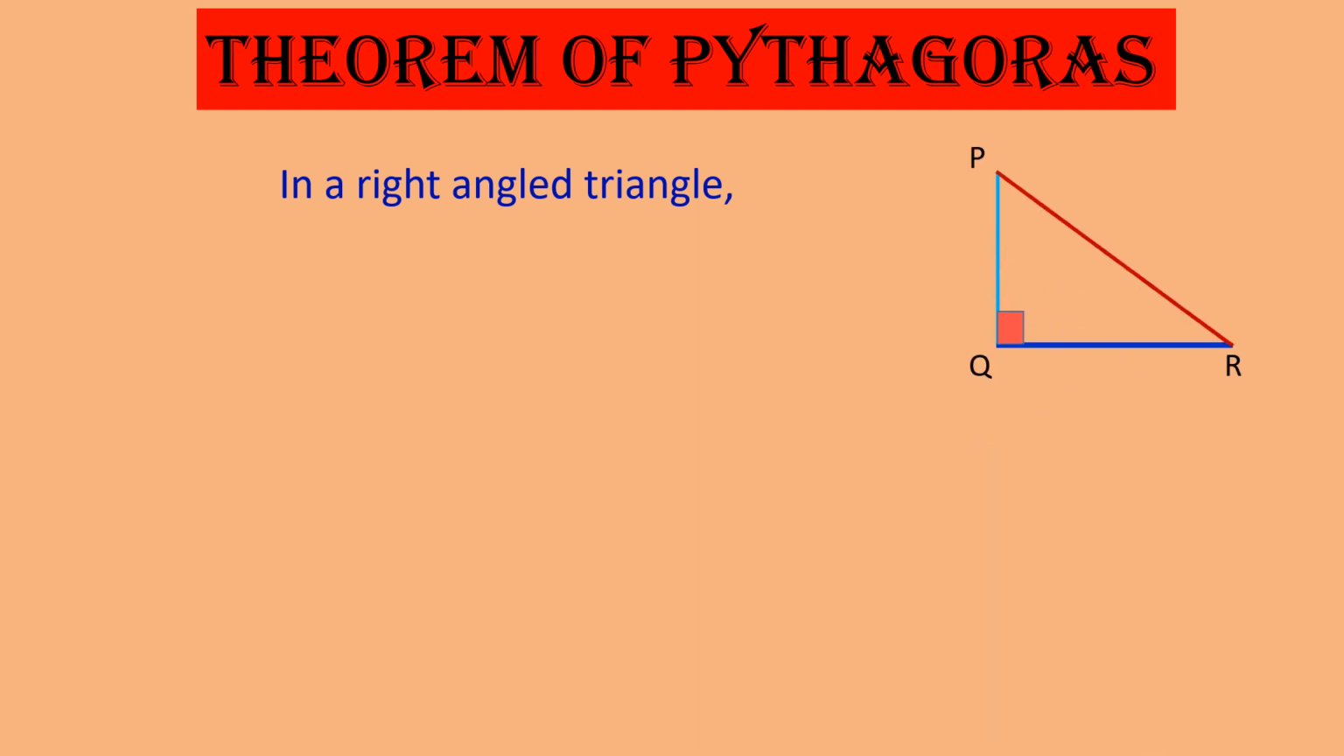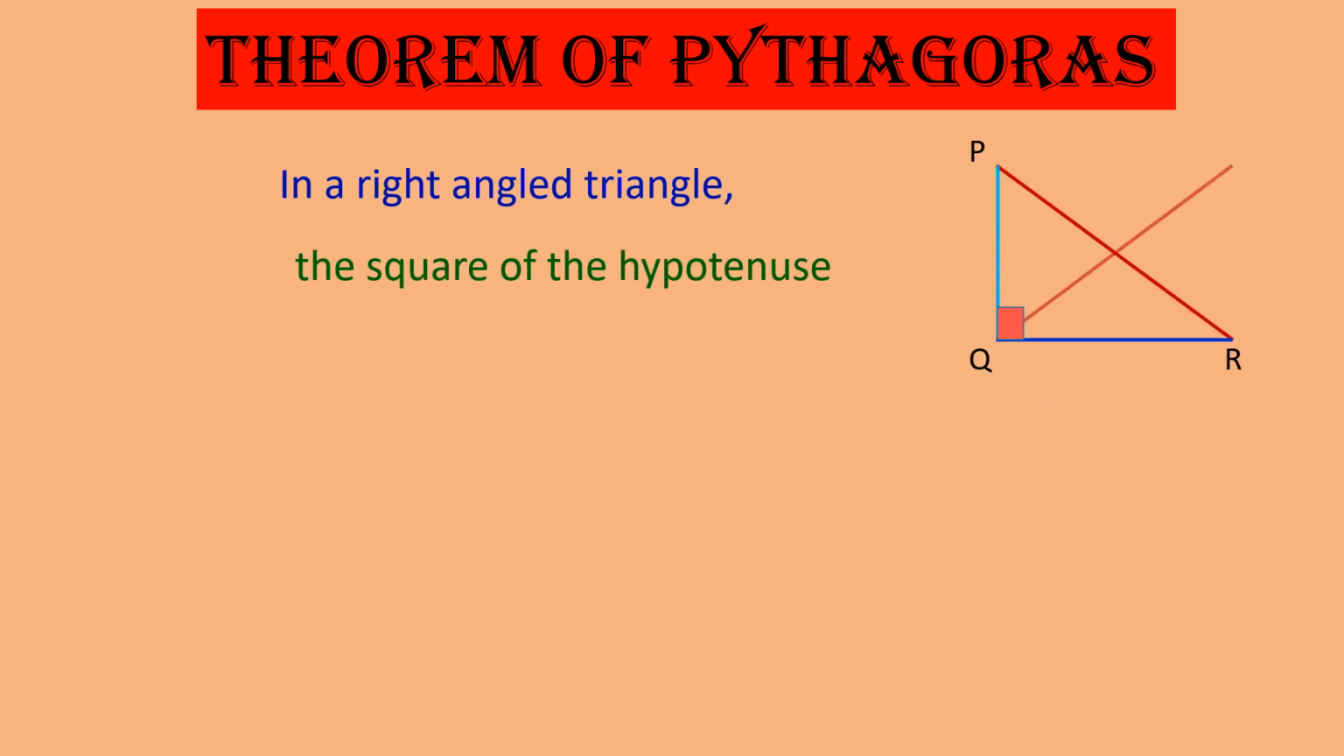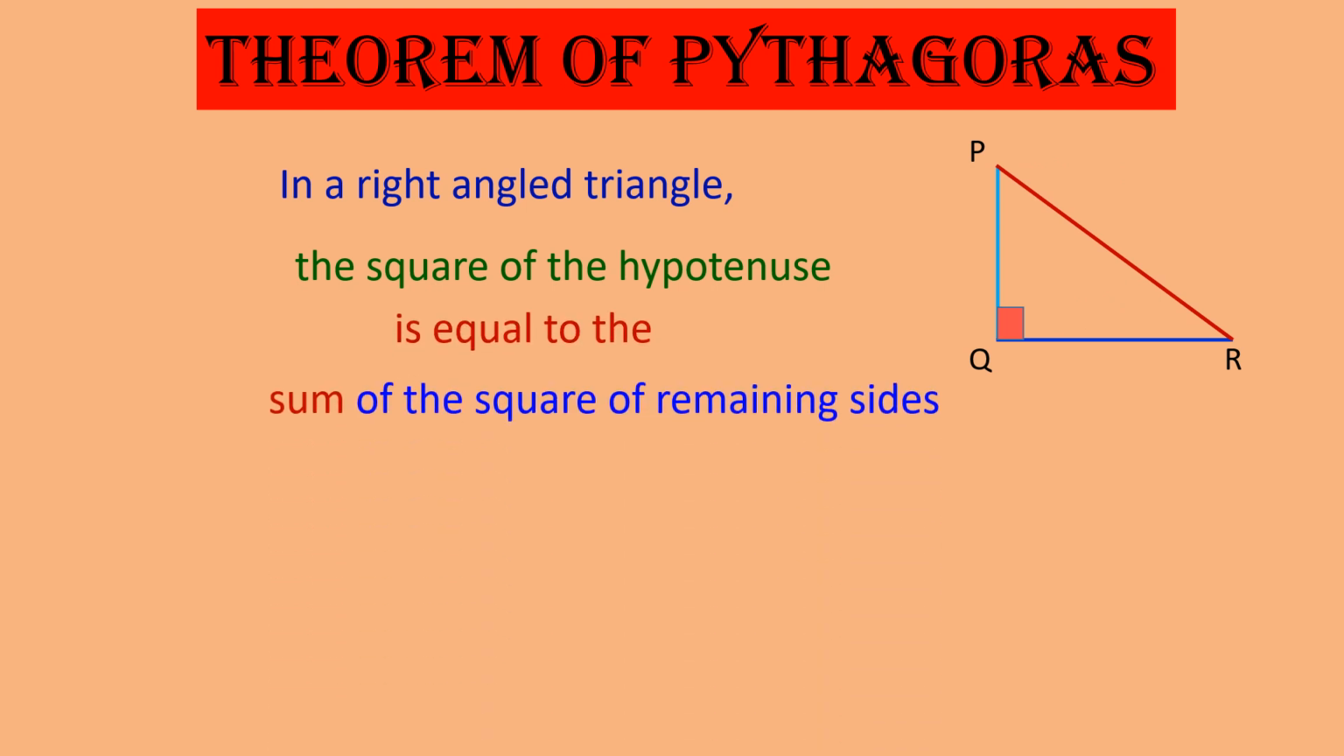Let us go for the theorem of Pythagoras. In a right angle triangle, the square of the hypotenuse is equal to the sum of the squares of the remaining sides.